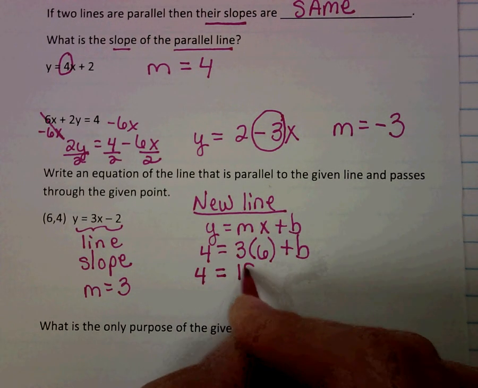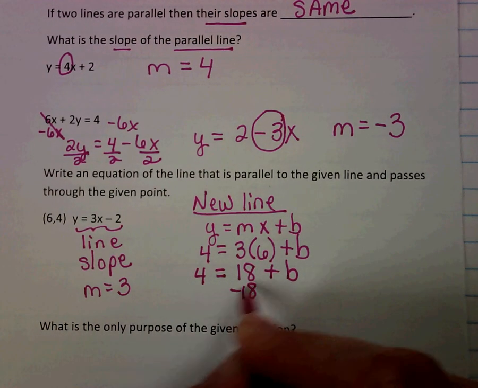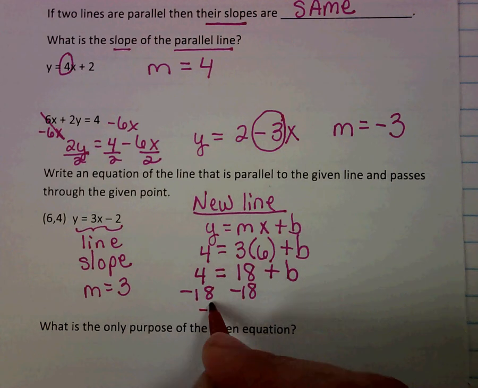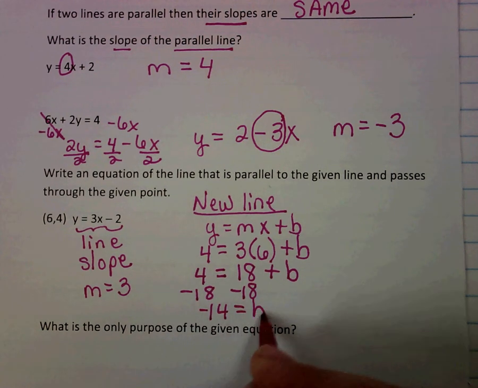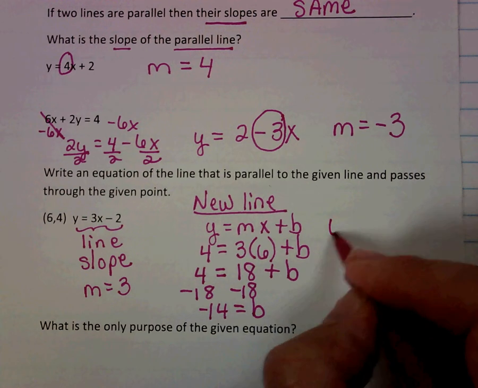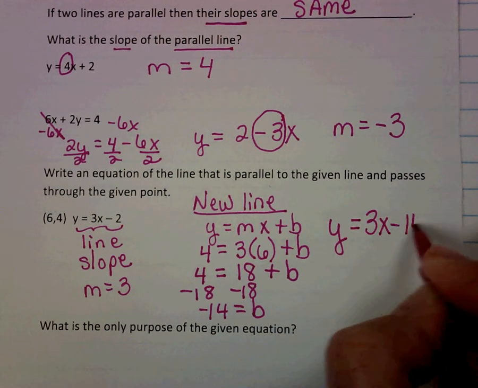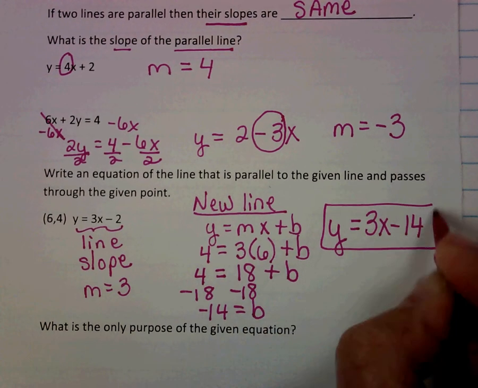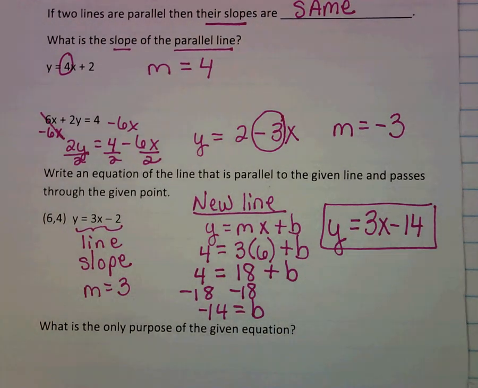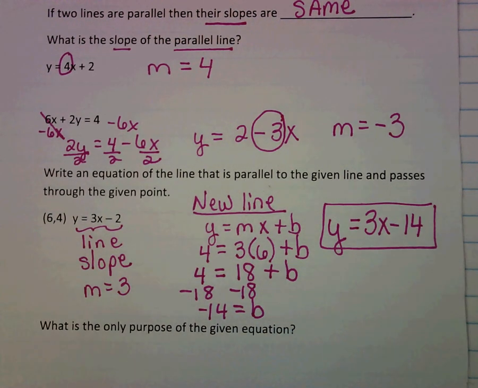3 times 6 is 18. Subtract 18, and that gives us -14. And so now I'm ready to write the equation of my new line. It would be y equals 3x minus 14. And that would be the equation of the line that is parallel to y equals 3x minus 2.